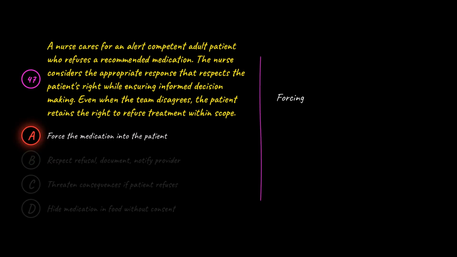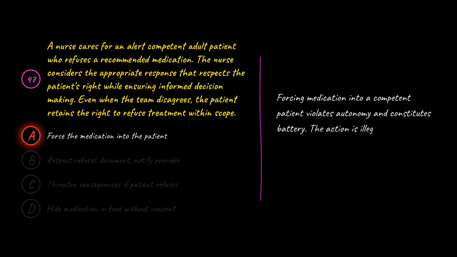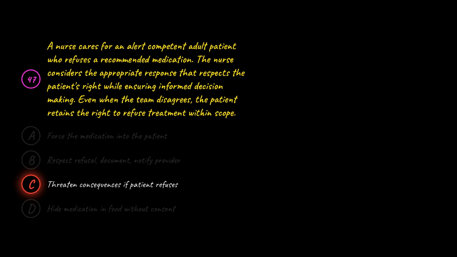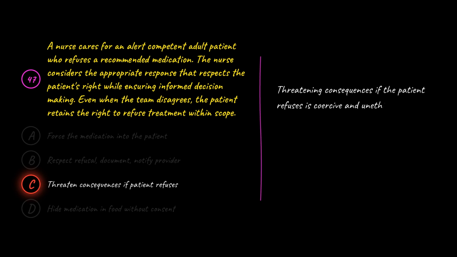A is wrong because forcing medication into a competent patient violates autonomy and constitutes battery. The action is illegal, unethical, and harmful, regardless of the nurse's belief that the medication would benefit the patient at this time. C is wrong because threatening consequences if the patient refuses is coercive and unethical.